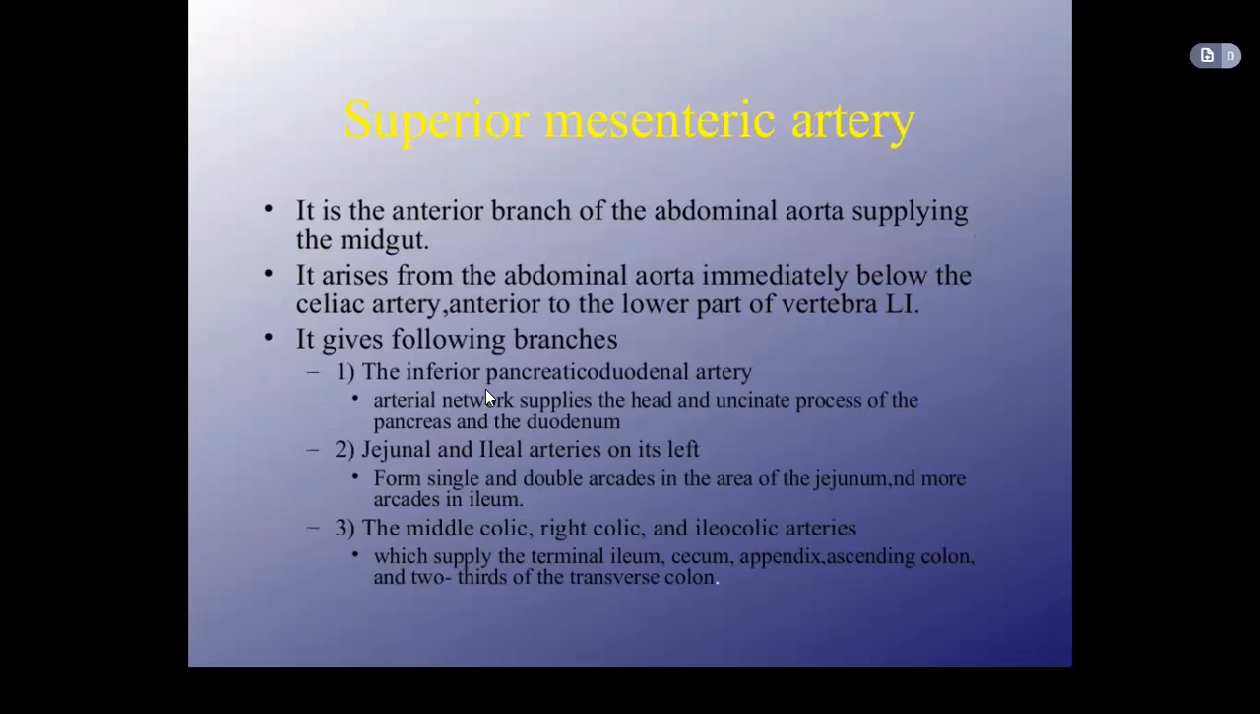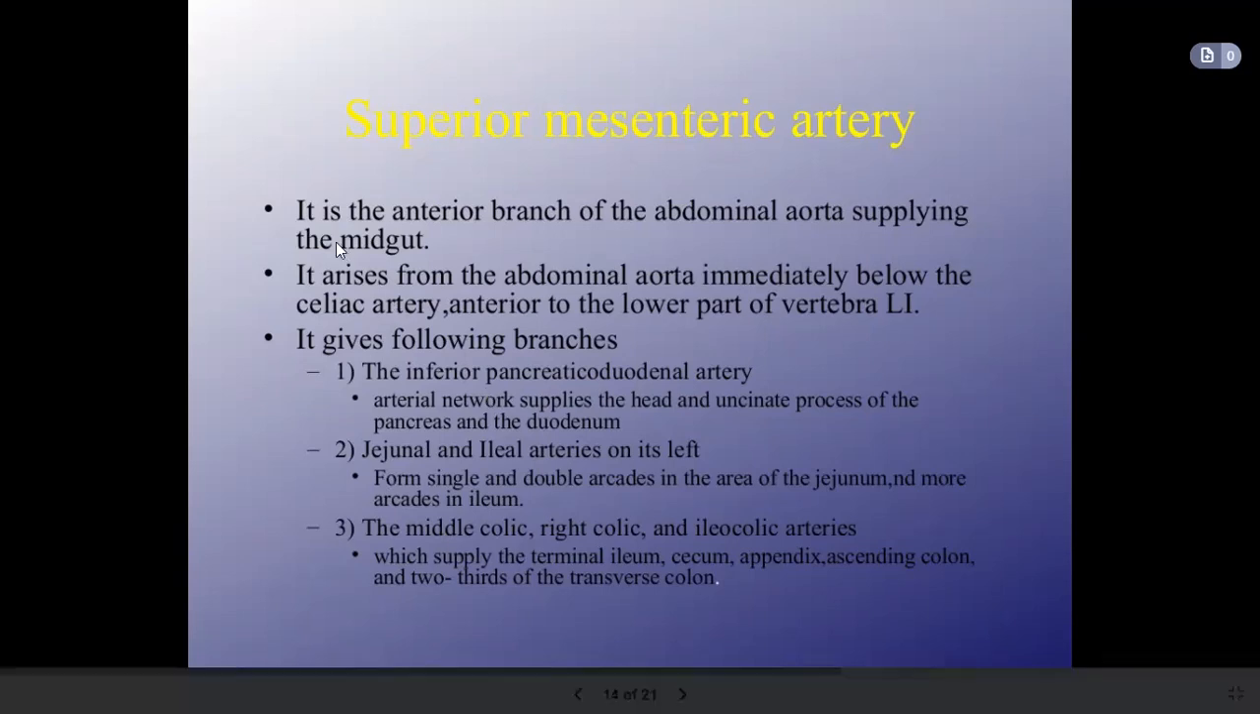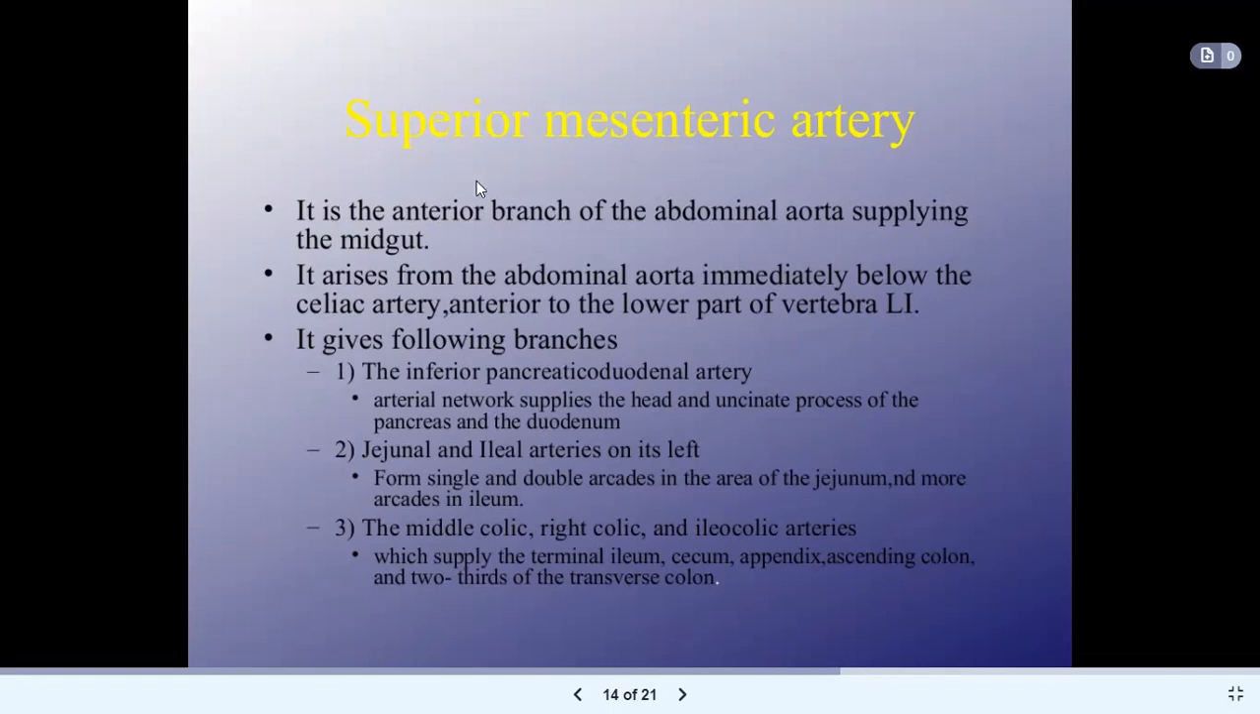Since we already know the organs that are in the midgut, we should expect the superior mesenteric artery to give branches to each of these organs. It is the anterior branch of the abdominal aorta supplying the midgut. It arises from the abdominal aorta immediately below the celiac artery, anterior to the L1 vertebra. It gives the following branches.